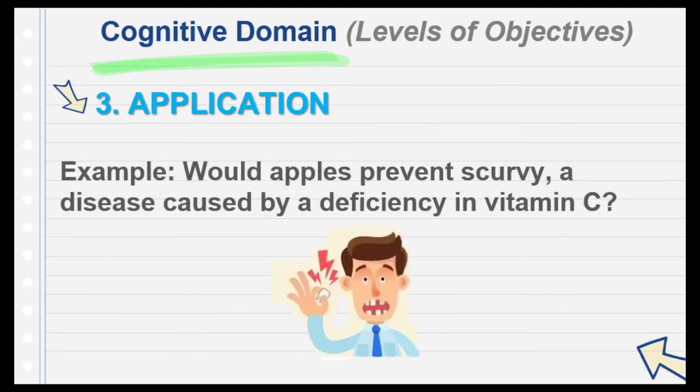Third is application. Application involves using acquired knowledge, solving problems in new situations by applying acquired knowledge, facts, techniques, and rules. Learners should be able to use prior knowledge to solve problems, identify connections and relationships, and how they apply in new situations. Example: would apples prevent scurvy, a disease caused by a deficiency in vitamin C?